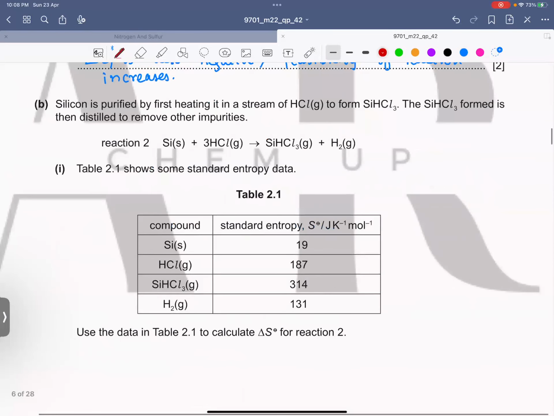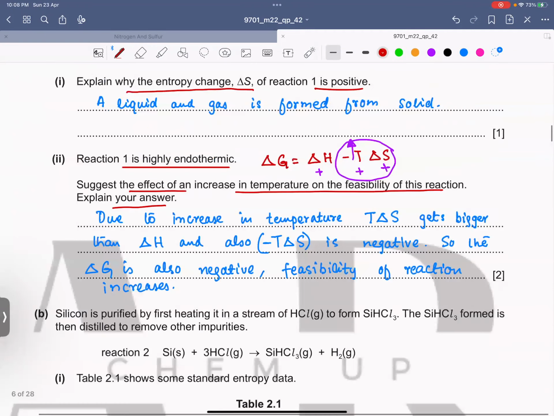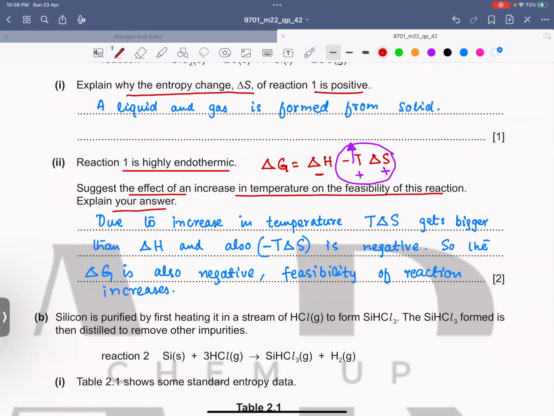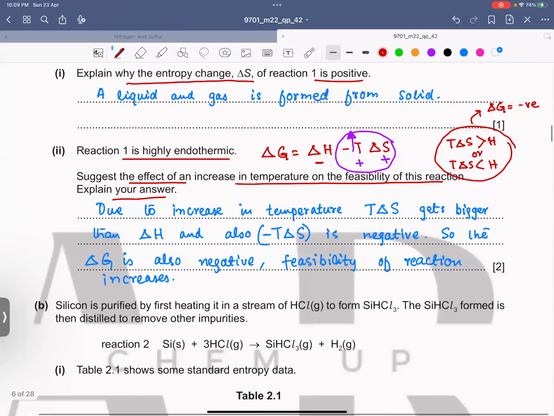Okay. Now, if the reaction is exothermic, okay, Rimsha. For example, if this reaction is exothermic, then it doesn't matter whether T delta S would be greater than delta H or T delta S would be smaller than delta H. In any case, Gibbs free energy always remains negative. Okay, Rimsha? It's for everybody else as well.